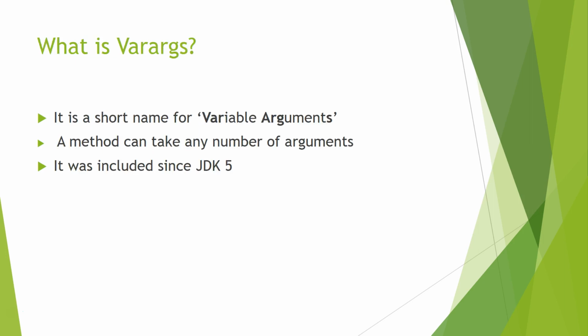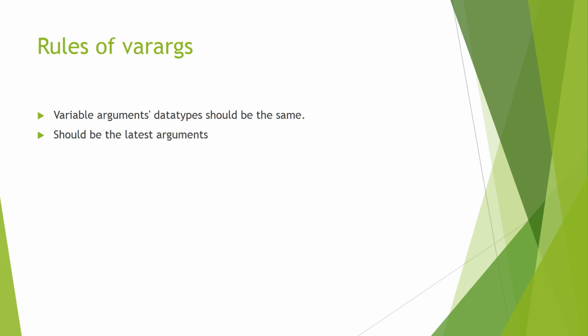Varargs is a short name for variable arguments. It means that a method can take any number of arguments. Good to mention that this feature was added since JDK 5. There are rules that have to be taken into consideration when applying the Varargs feature. The data types of those Varargs should be the same and they should also be located as the last arguments.